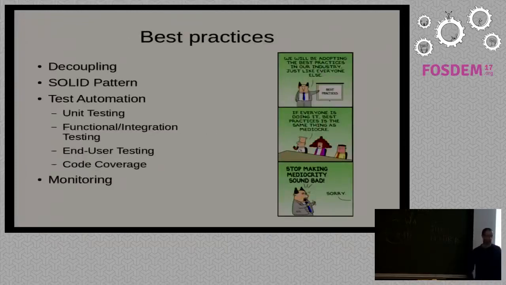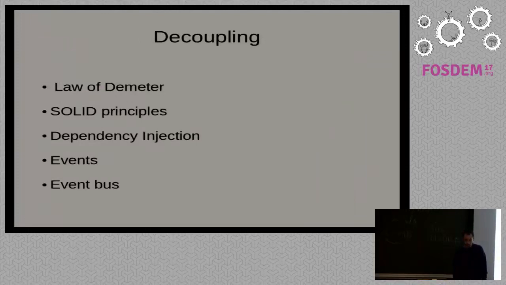And then best practices to implement your new agnostic services. We will have a word about decoupling, SOLID, test automation, and monitoring, which are good patterns, good practices, good tools. So decoupling: try to apply the law of Demeter. The law of Demeter is: don't talk to strangers, just talk to your close friends. I will show an example.